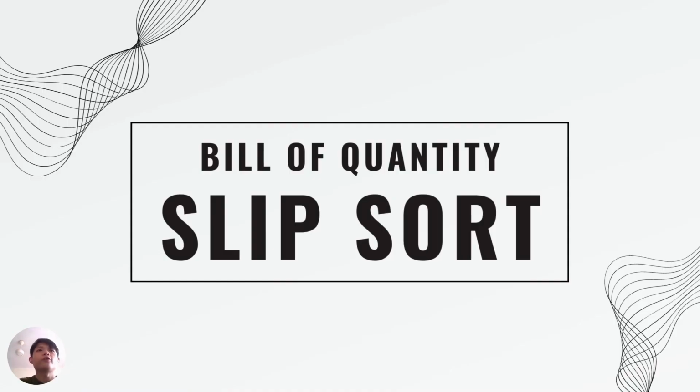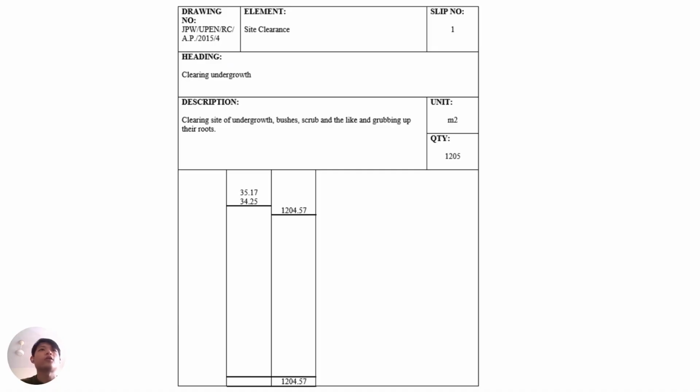So I will continue for the flip side of the scale of quantities. First, we move on to the clearing undergrowth. For the clearing undergrowth, we need to determine the area of the site, which is the length 35.17 times 34.25 of the width, and our area of the site is equal to 1,204.57, which after rounded off is equal to 1,205 meters squared.